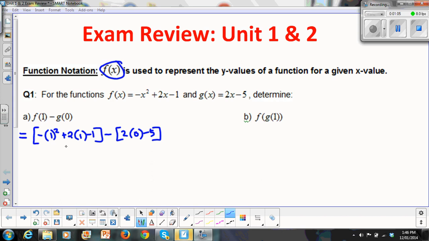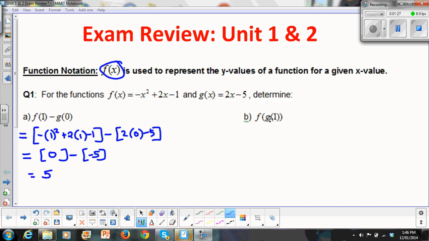Using your calculators, you can simplify that. So f of 1, we have negative 1 plus 2 minus 1, so we actually get 0 for the first part, minus, and we have a negative 5, and because we're subtracting a negative 5, the final answer is 5.